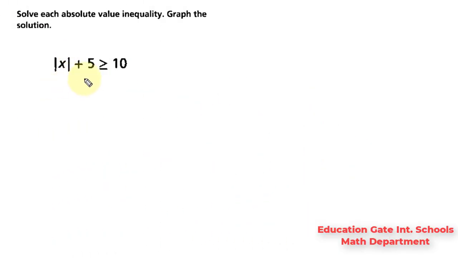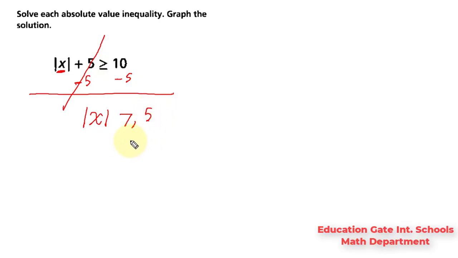Next example, absolute value of x plus 5 is greater than or equal 10. It's easy. Why? The expression between the absolute value is just x. But don't forget, you have to isolate the absolute value of x first. So we have plus 5. How can we cancel plus 5? We will use the inverse operation, which is minus 5. Just subtract 5 from both sides. Cancel, so absolute value of x is greater than or equal 10 minus 5, which equals 5.